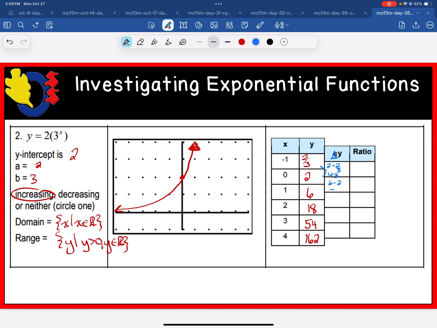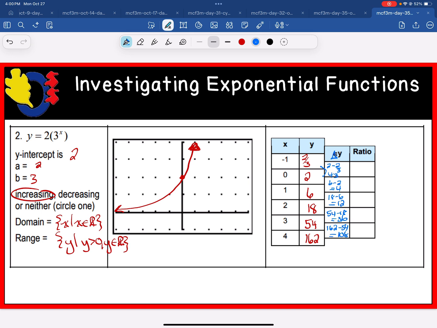Okay, the change in the y value: 2 minus 2/3 is 4/3. 6 minus 2 is 4. 18 minus 6 is 12. 54 minus 18 is 36. 162 minus 54 is 108.